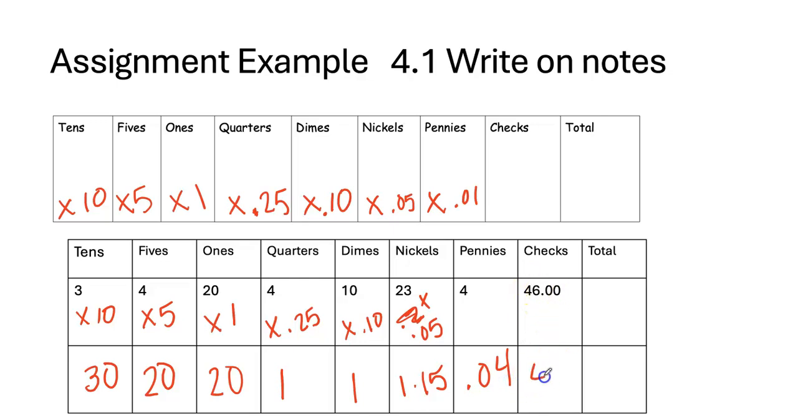And then if you have any checks, you just add this. So you're pretty much adding this all up. Okay, so you're taking 30 plus 20 plus 20 plus 1 plus 1 plus 1.15 plus 0.04 plus $46, and I'd get $119.19.